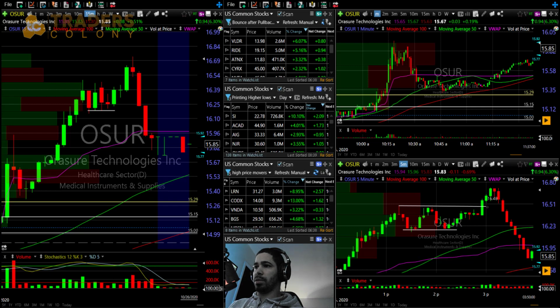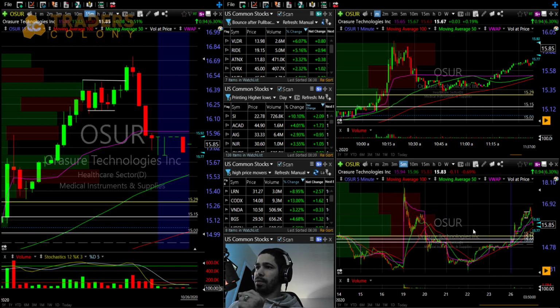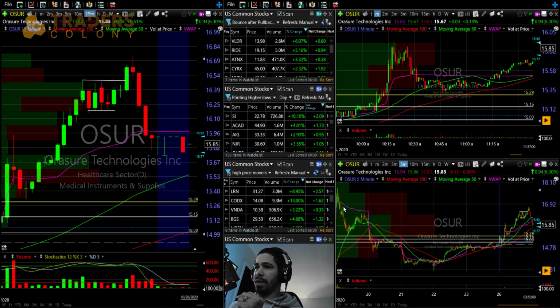Although we're not gonna take it all the way back here, but topping candle, and we have a gravestone doji on the 5 coming down, support, up, rejection, down again, holding the same area of support, up, down, holding, right back up, consolidation, breaking.